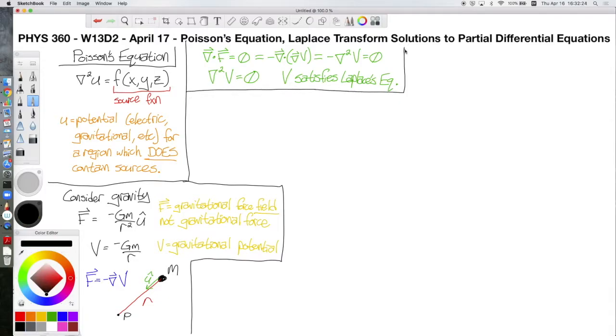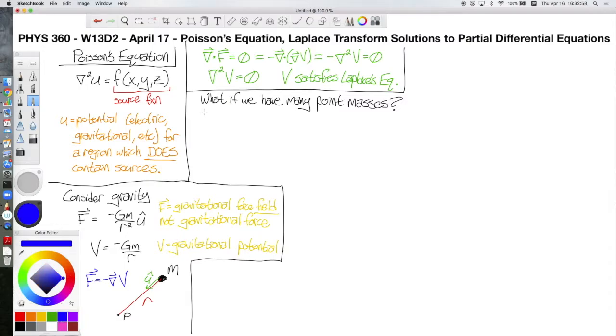Now this was just the potential for a single point mass. What if we had multiple point masses? Well, in this case, we could find the total potential at point P by finding the potential at point P from each individual mass and just adding them all up.